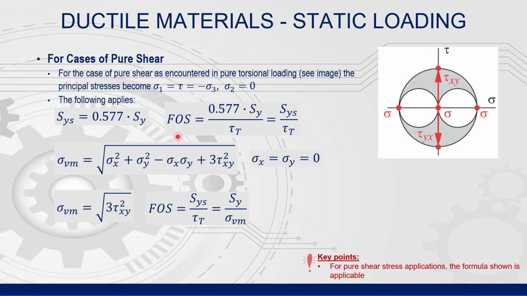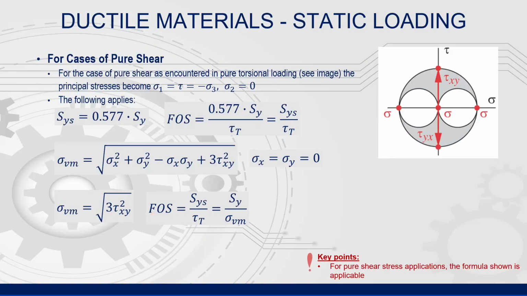So if we take and apply the von Mises stress to the same situation, these terms here are all going to go to 0, and what we'll be left with is simply the von Mises stress equal to the square root of 3 times tau xy squared. Thus, we can equate this set of formulas. So the yield strength of the material, the tensile yield strength, divided by the von Mises stress gives you the factor of safety.